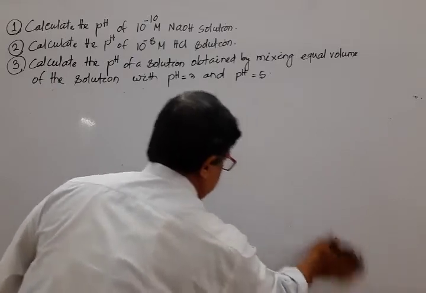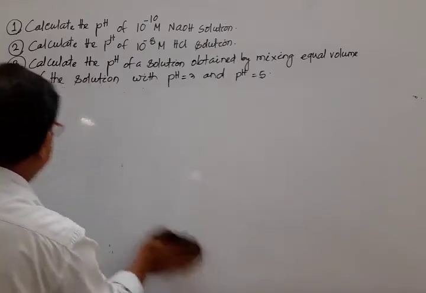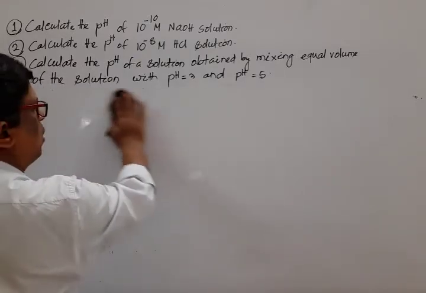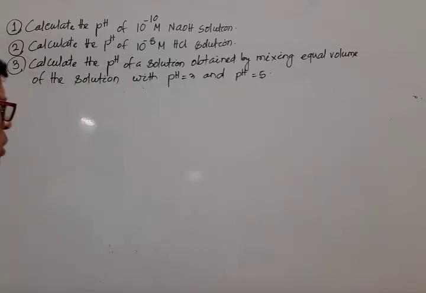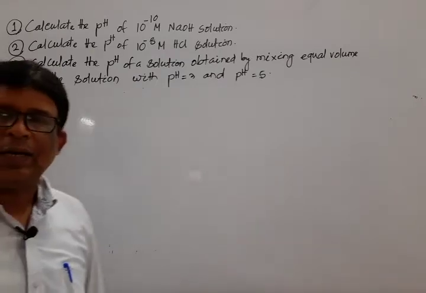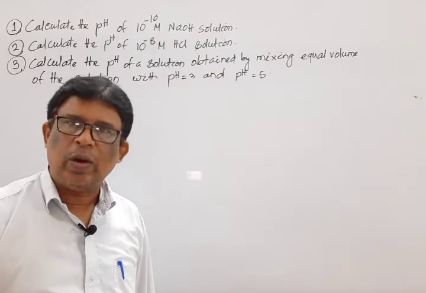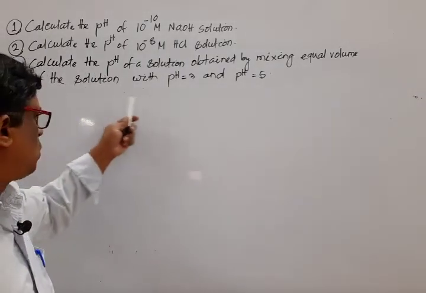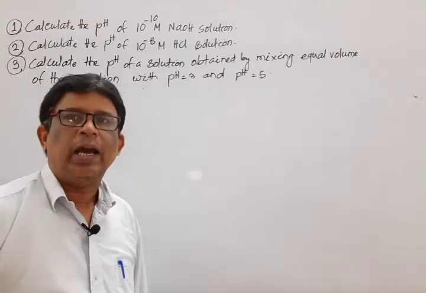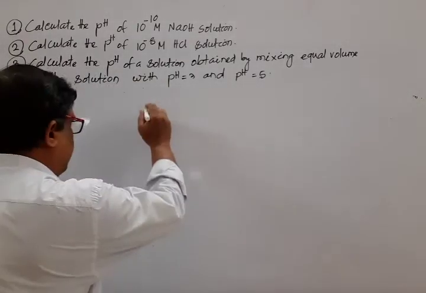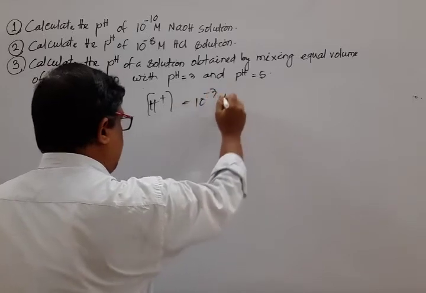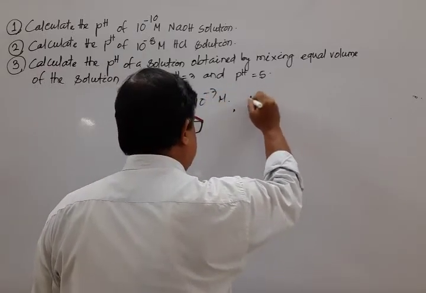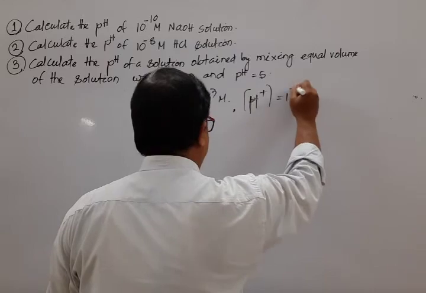Mark that. What is the next question? Calculate the pH of a solution obtained by mixing equal volumes. The volume is equal, let V be equal to 1 liter. Equal volume of solutions with pH 3 and pH 5. pH 3 means H plus ion concentration 10 to the power minus 3. pH 5 means H plus ion concentration 10 to the power minus 5.